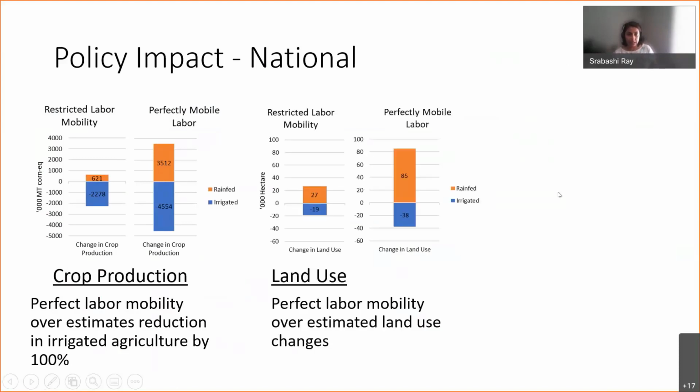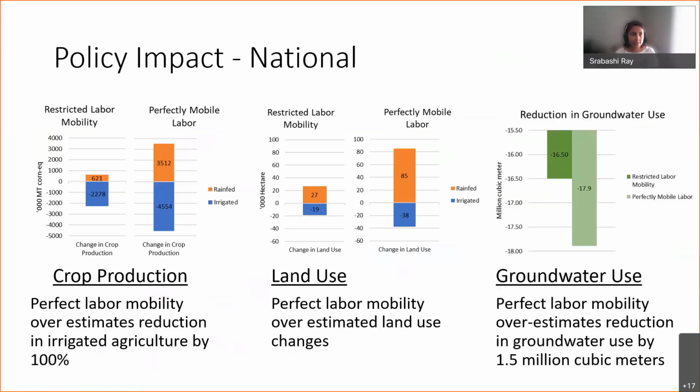Here is the impact on land use. Land use, which is one of the inputs, follows very closely with the changes in overall crop supply. Again, the reduction in irrigated land use is vastly overestimated, almost by 100%. The substitution with rain-fed agriculture is also overestimated, 27 versus 85,000 hectares.